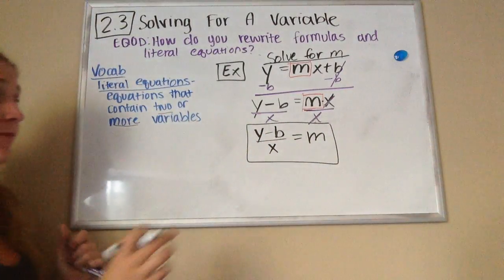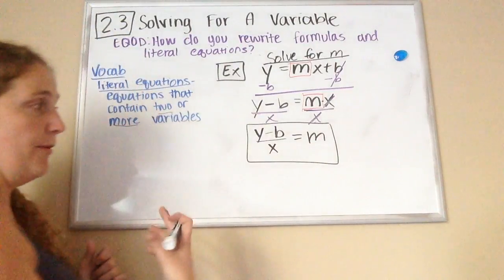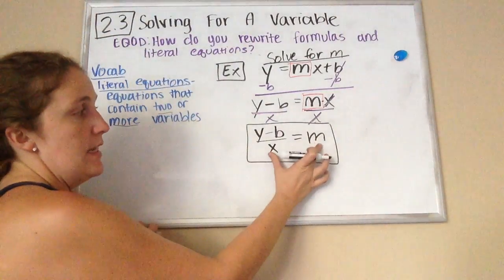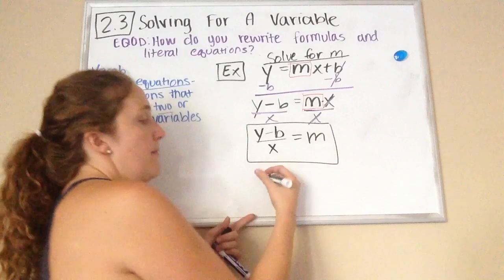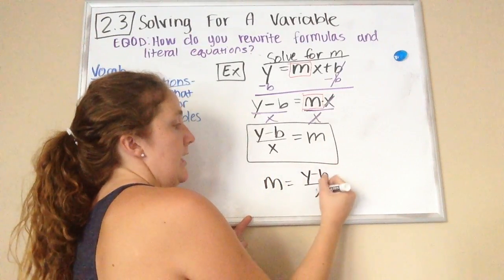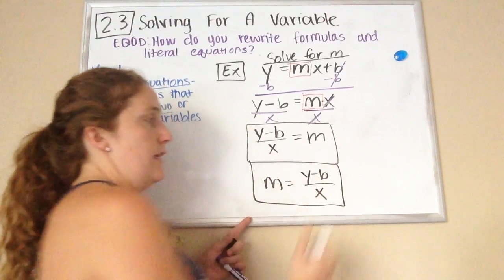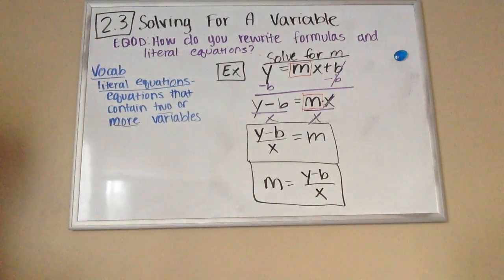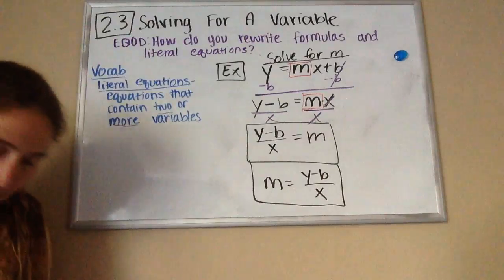You're golden. Typically, we want to write the variable by itself first. So remember, anytime there's an equal sign, you can always flip-flop them. So m is equal to y minus b over x. And that's also the exact same answer, exact same thing, just flip-flopped. Perfect.